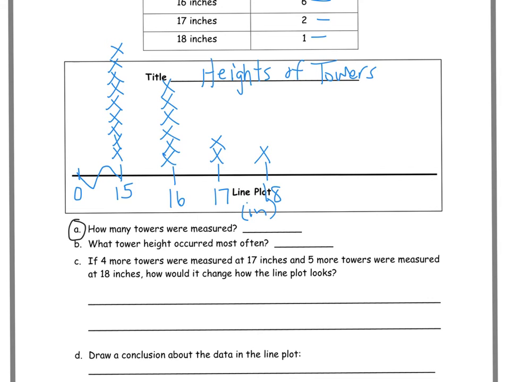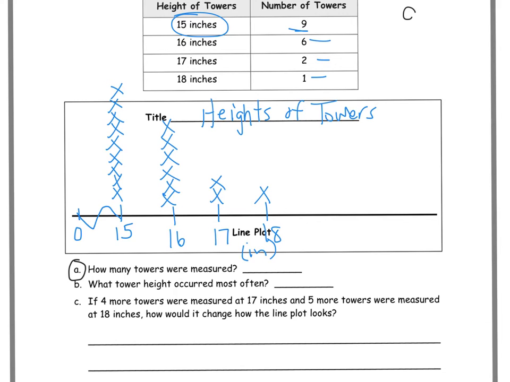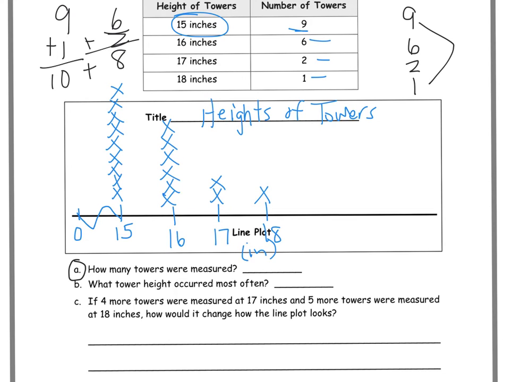Now I can answer the questions. How many towers were measured? So they're looking for the total amount. So 9, 6, 2, and 1, and I can add these up, and I can already see 9 and 1. 9 and 1 is going to give me 10. And then if I do 6 and 2, I can get 8, and 10 plus 8 is 18. What tower height occurred most often? That's going to be the one that has the most X's, or the highest number, which is 15 inches.